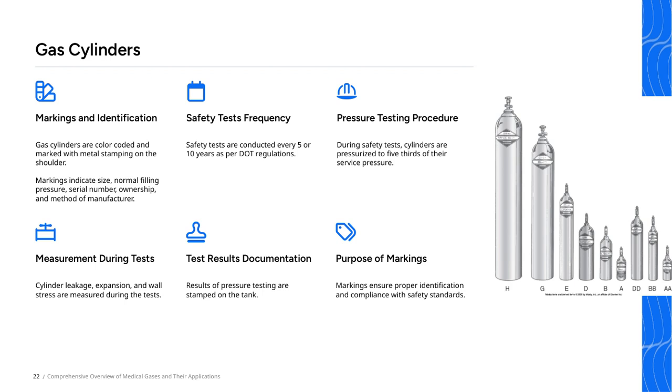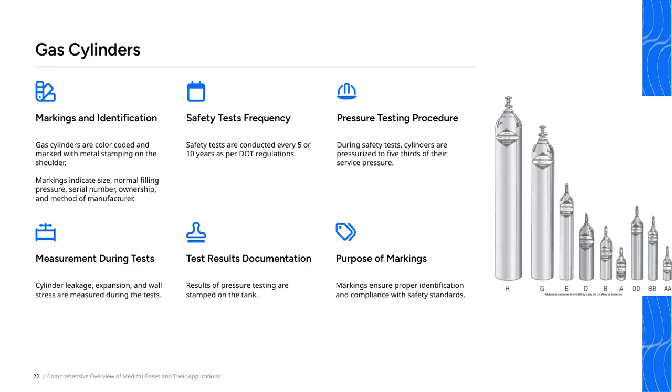When you see these markings, you can quickly verify the cylinder's specifications and safety status. One key aspect is that the results of pressure testing are stamped directly on the tank. This documentation allows inspectors and users to confirm that the cylinder has been tested and meets safety requirements.